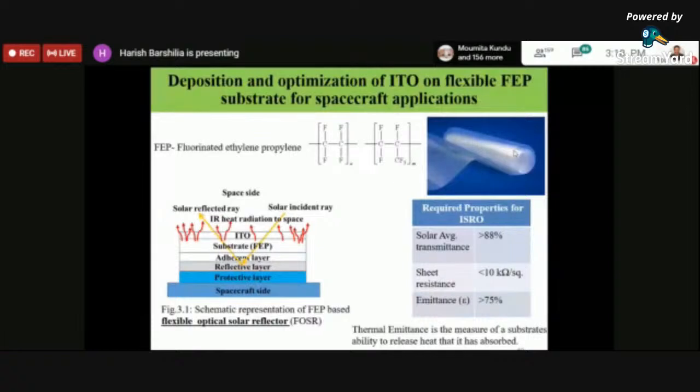So I have already explained to you that these ITO coatings, for example indium tin oxide coatings, are used in most of the flexible optical solar reflectors. They are used not only in the satellite industry, but they are also used in your solar cell applications.